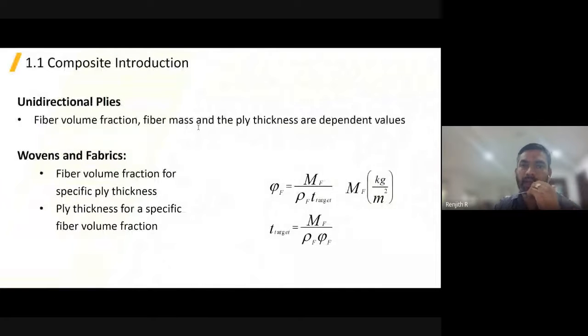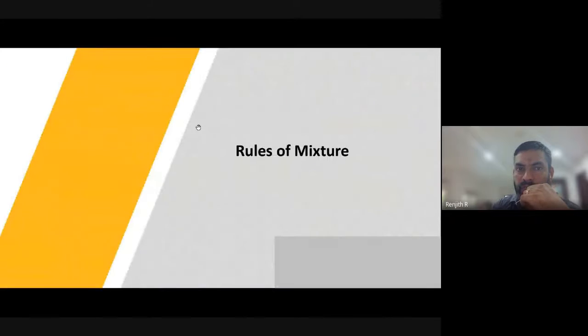And to calculate the mechanical properties, we have some equations, and there are actually two methods. First, by experiment we can find out the mechanical properties. Second, with the help of some numerical equations, we can also find the mechanical properties. So this is the rules of mixture.